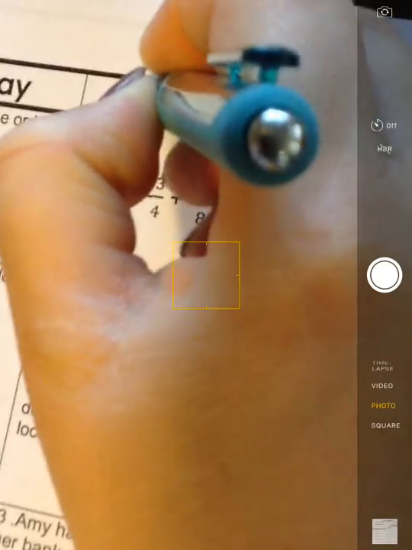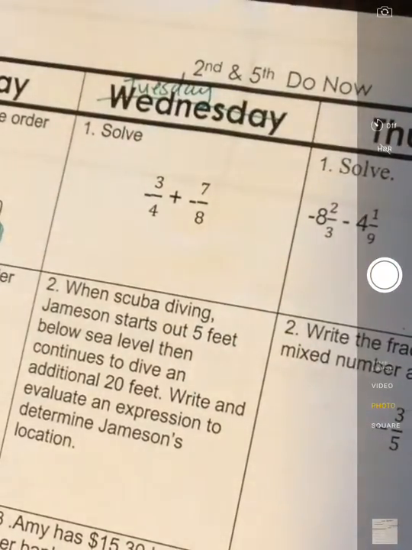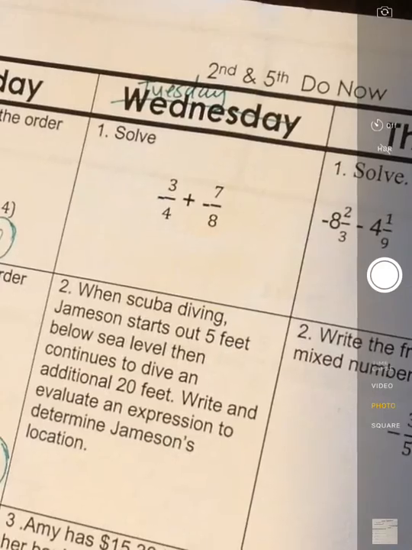Okay, guys, so this should actually say Tuesday at the top. I forgot to change the days before I printed it. So this is Tuesday's due now.